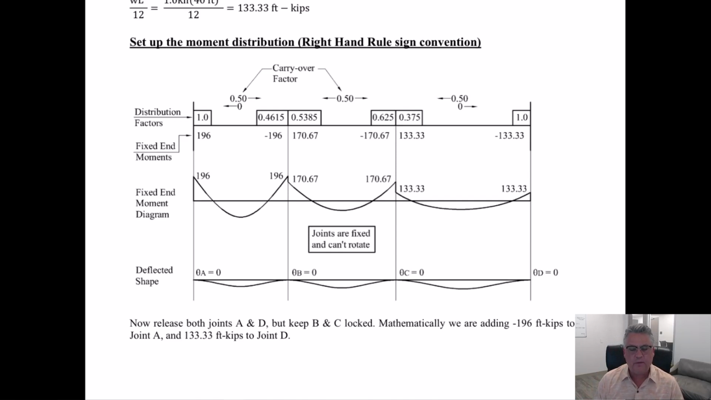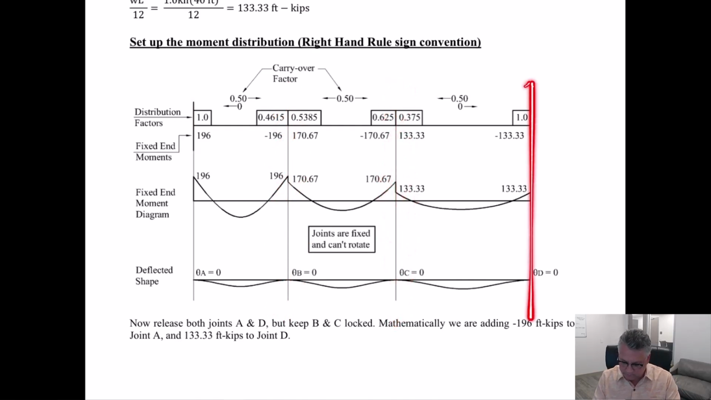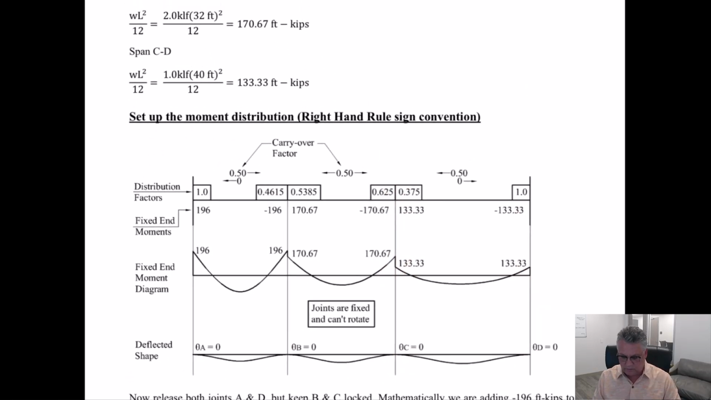So remember that at the beginning of this process, all of these joints start off as fixed. That's how I want you to think about it. Everything's fixed. Everything's locked in place. Every joint is locked, cannot rotate. That's how we start.